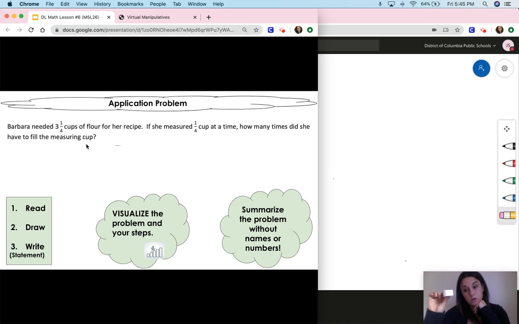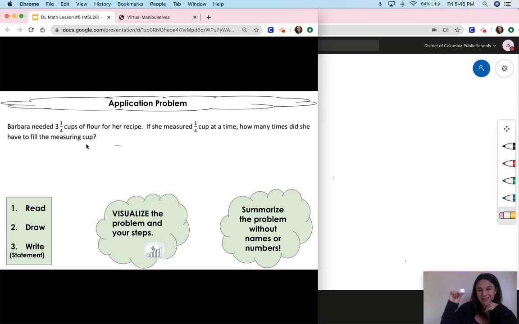Pretend that this was 1/4 of a cup. That means I need how many of these to make 1 whole cup? Good, 4. She needs 3 1/4. So she needs to make all these add up to 3 whole cups and then 1 more quarter of this for her recipe of flour.